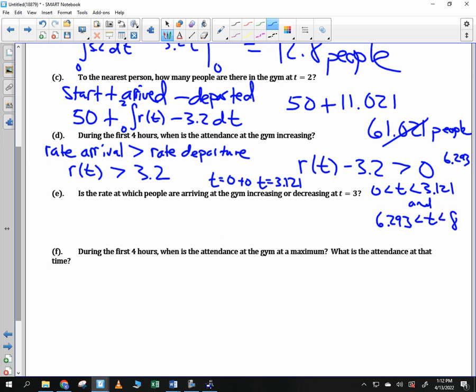Oh, it says during the first 4 hours, doesn't it? Okay, so we don't even need the second part, do we? We just need that first part. And that's sometimes what happens to me. I go through the problems and I forget the time space that we're working in.